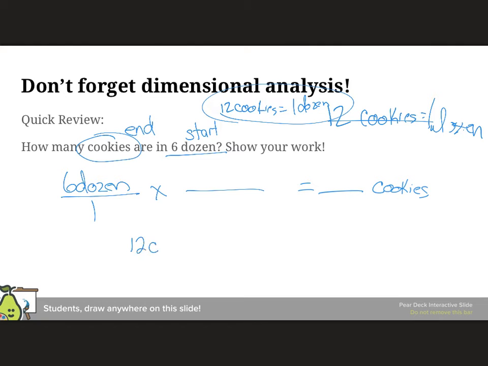I can either have 12 cookies over 1 dozen, or I can have 1 dozen over 12 cookies.